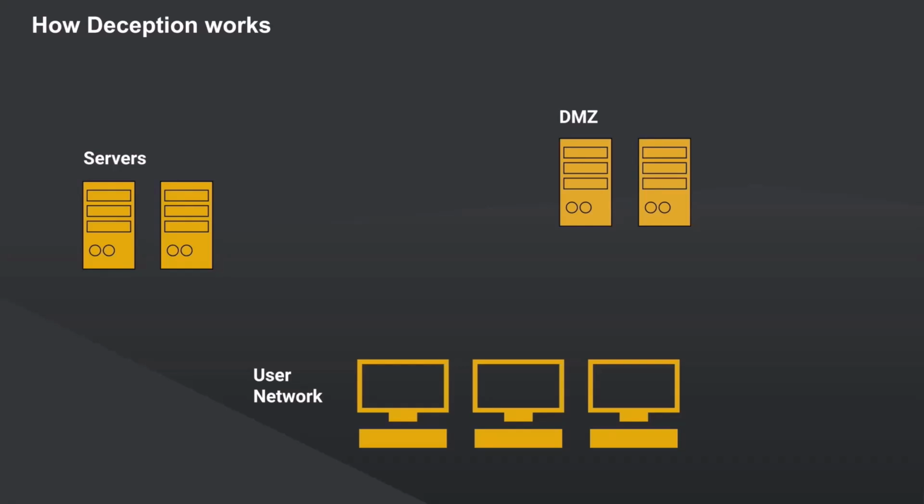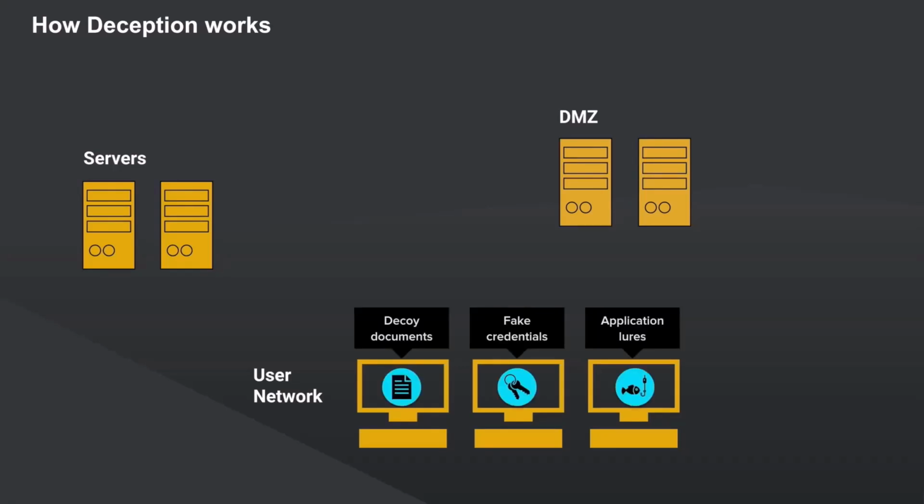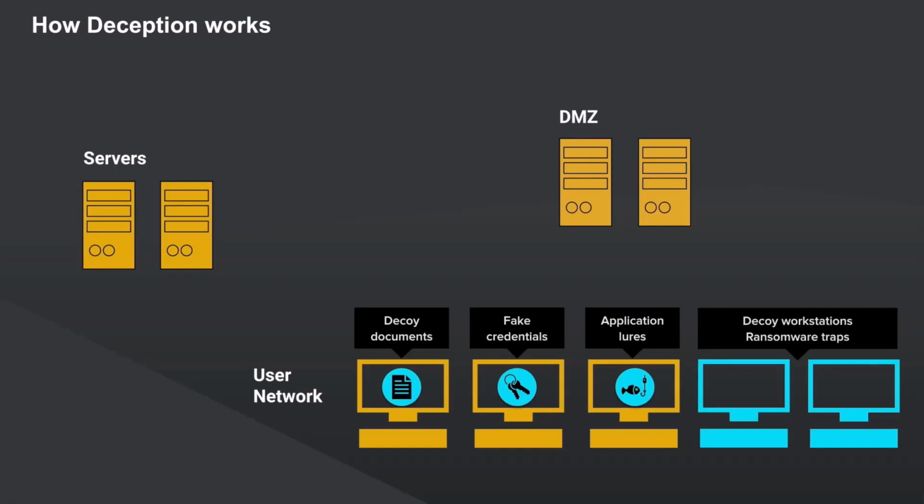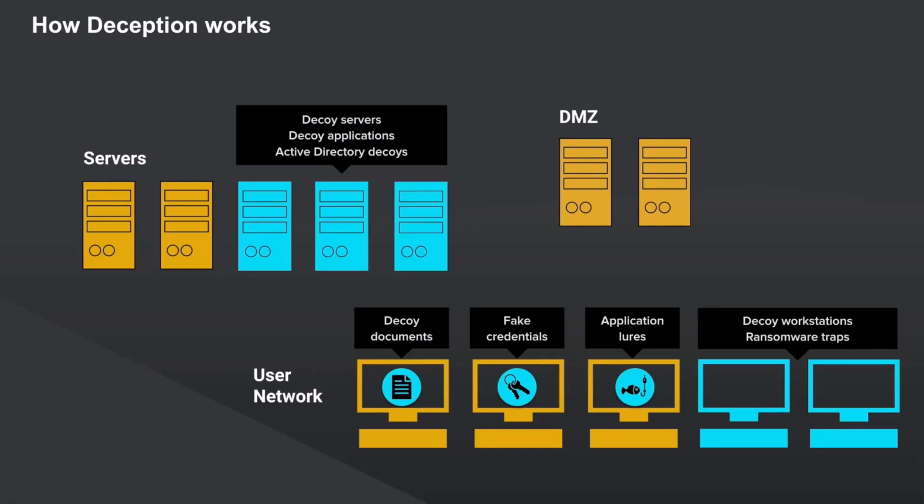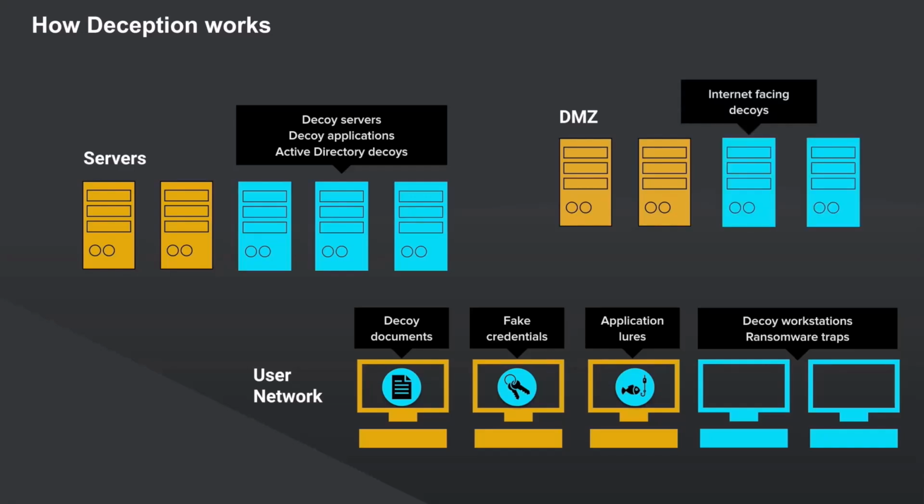You can add fake documents, credentials, and application layers on endpoints. You can have decoy workstations as well. In the server zone, you can add decoy servers and applications. And you can even add decoy users and computers to your Active Directory. And in the DMZ, you can create decoys of internet facing applications like VPN and internet apps that need to be remotely accessed. Now, when an attacker breaks into your environment, they have no idea what's real and what's fake. Your decoys turn into tripwires that alert you to adversary presence and you can cut them off immediately.